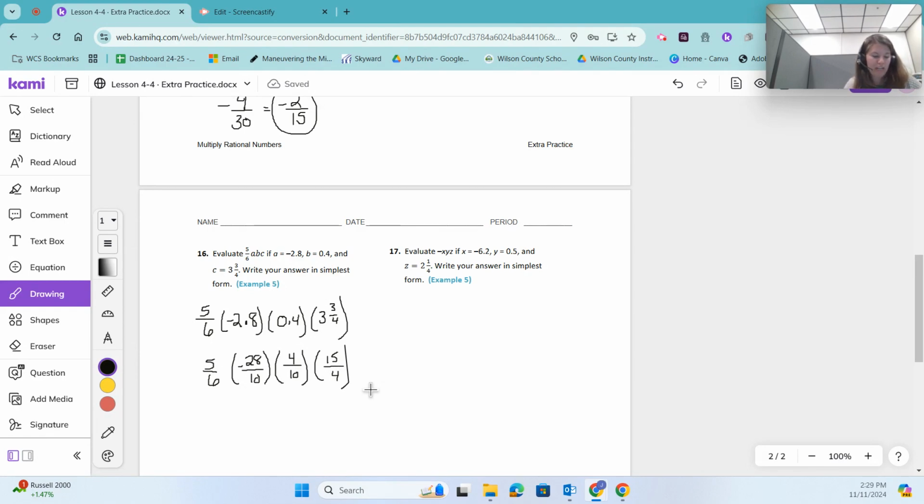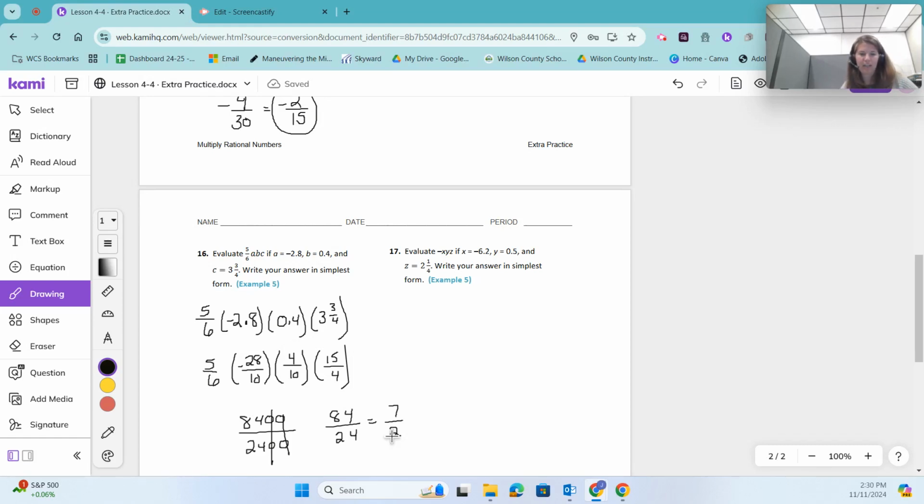5 times 28 times 4 times 15 equals, yikes, 8,400 over 6 times 10 is 60, times 10 is 600, times 4 is 2,400. 8,400 divided by 2,400 simplifies to, well, 84 over 24. And then that can simplify to 7 over 2.